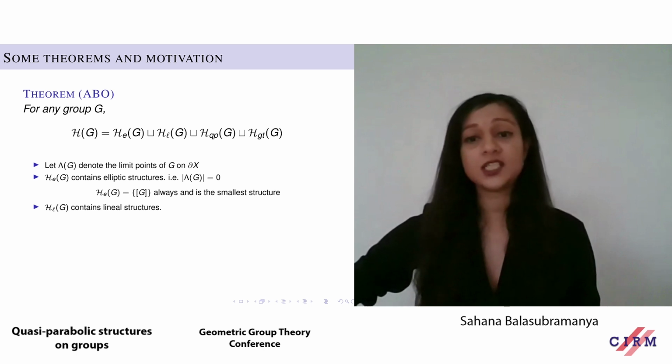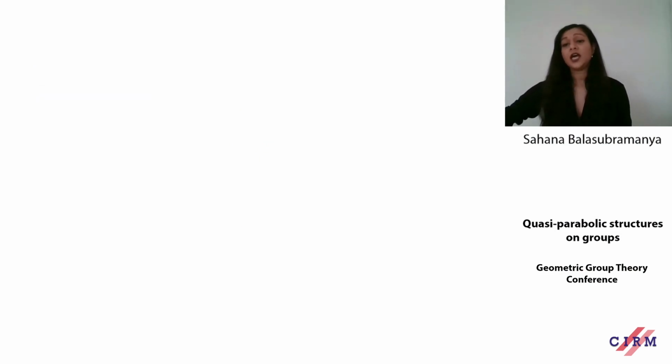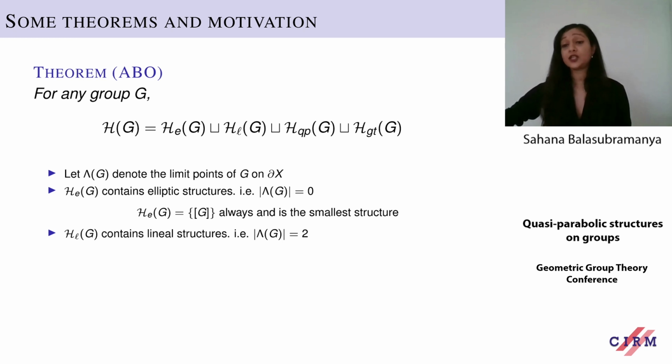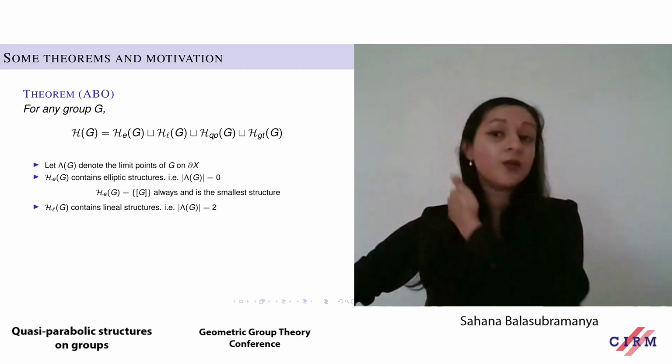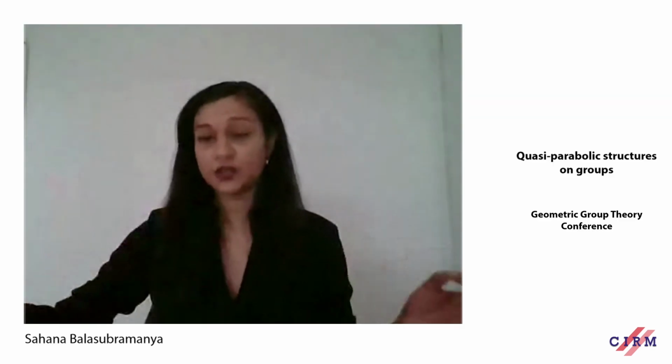The second possibility is that the action is lineal, and H sub L is where we collect all of our lineal structures. And what this means is that there are exactly 2 limit points on the boundary. Moreover, it also means that our group contains a loxodromic element. And by that, I mean that there is a bi-infinite axis in our space, and this loxodromic element acts along this axis by translation. And if I pick any other loxodromic element in this setting, its limit points on the boundary are the same as this other loxodromic element.